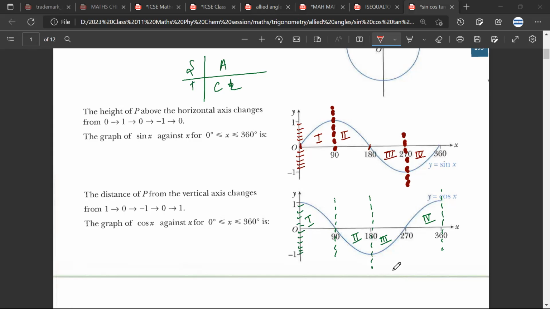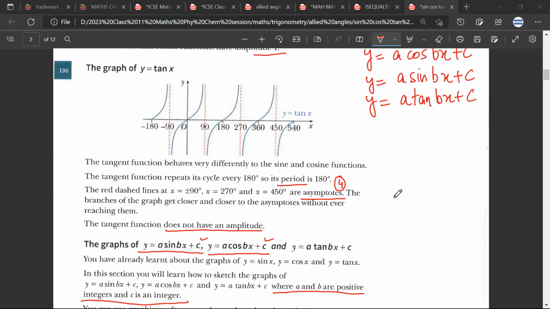Now let us have a look at the tan curve also. So this is how the tan curve looks like, as if rain is falling.